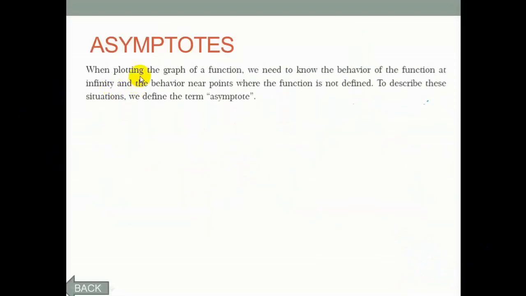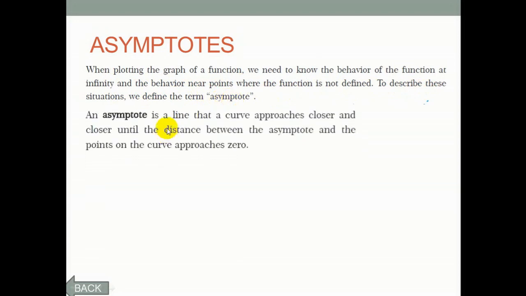Asymptote. When we plot the graph of a function, we need to know the behavior of the function at infinity and the behavior near points where the function is not defined. To describe this situation, we define the term asymptote. An asymptote is a line that the curve approaches closer and closer, until the distance between the asymptote and the points on the curve approaches zero. It is really near, but they do not touch each other.